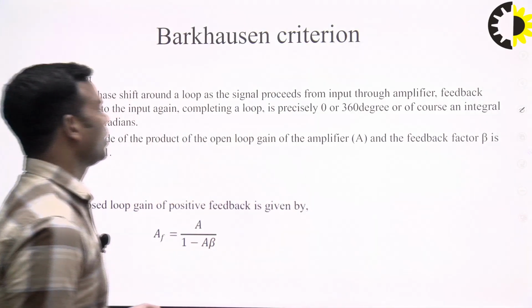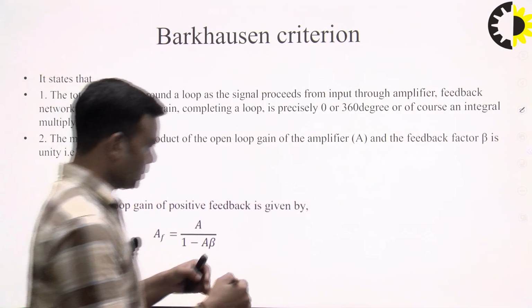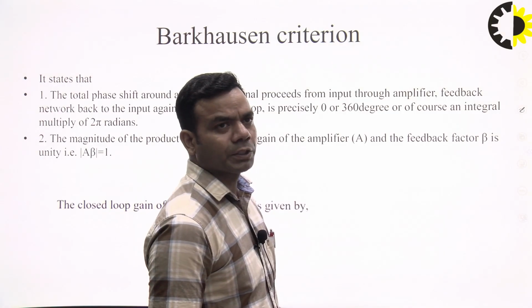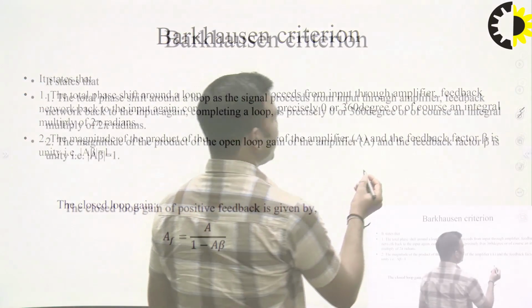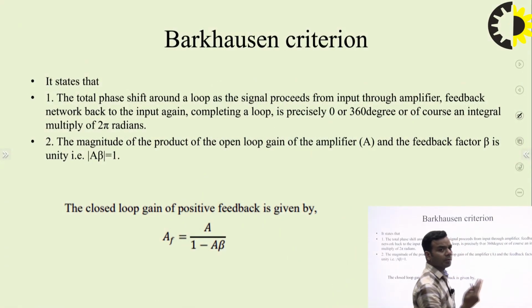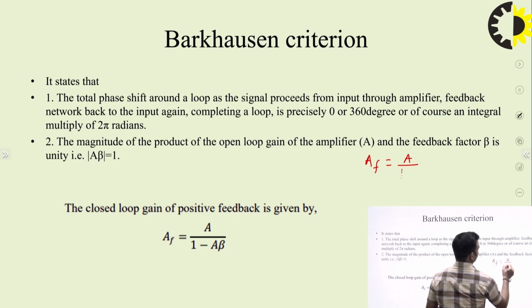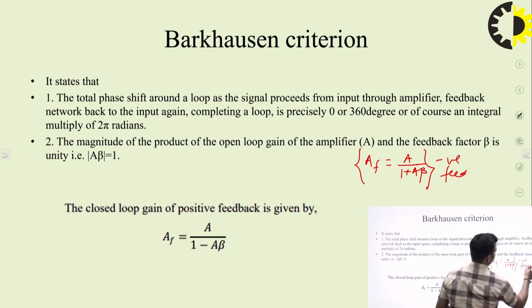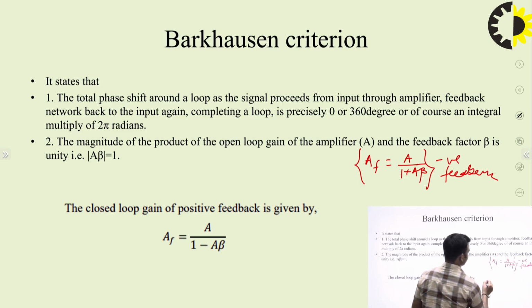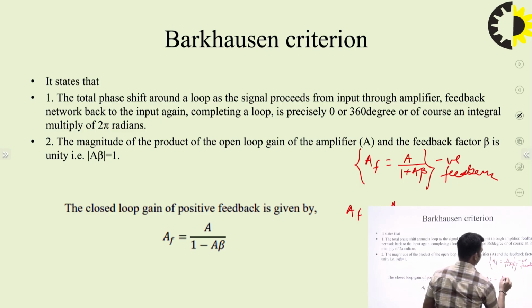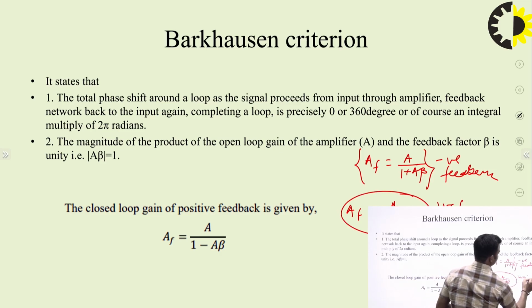If I talk about the Barkhausen criteria, before discussion of this criteria, let us talk about the feedback, which we have already discussed. There are two types of feedback. One is the positive feedback and another one is the negative feedback. For negative feedback, AF is equal to A upon 1 plus A beta. For positive feedback, AF is equal to A upon 1 minus A beta.